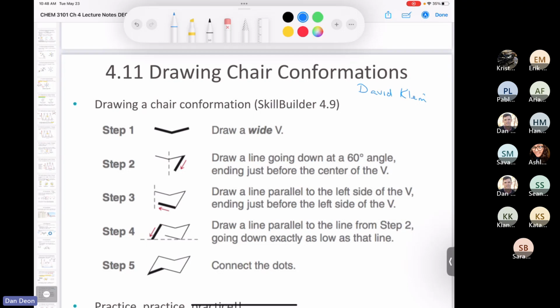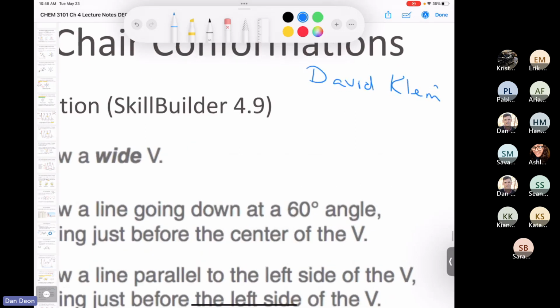It's like drawing anything, really. You can use his technique, which is shown here, where you start with a wide V and then just draw a set of parallel lines kind of thing. Or you can do it my way, which is the way Frank Sinatra did it, right? No, that's not good. You just practice over and over until you get a chair that you think looks decent.